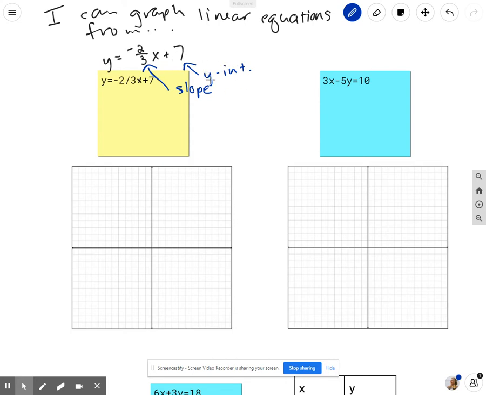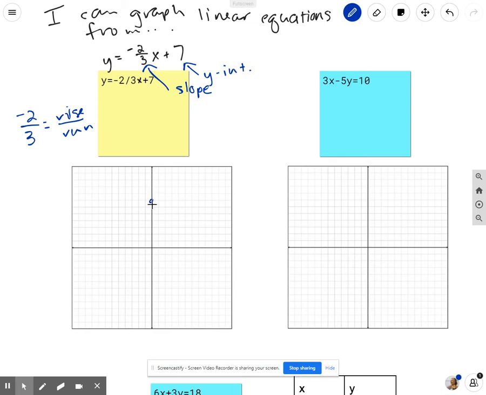First we graph our y-intercept. That way we have a starting point. Our y-intercept is a positive 7, so we go up 7. Then we use our slope, negative 2/3. Slope is rise over run, so our rise is negative 2, so we go down 2, and our run is 3, so over 3. Down 2 over 3 to get more points.